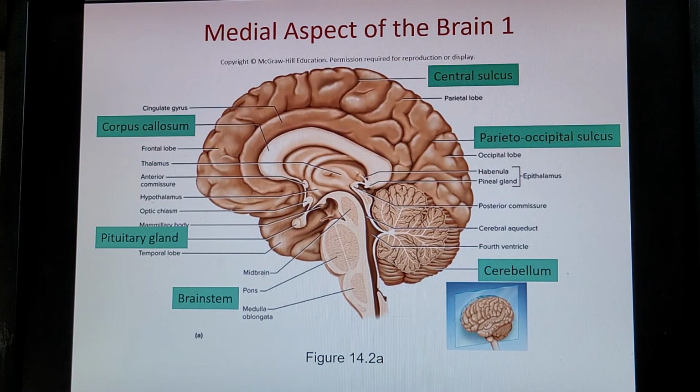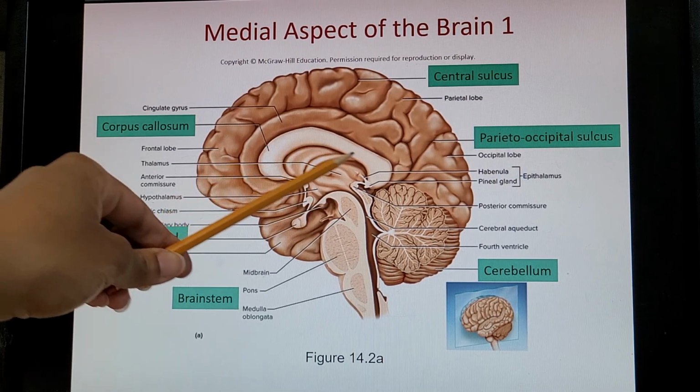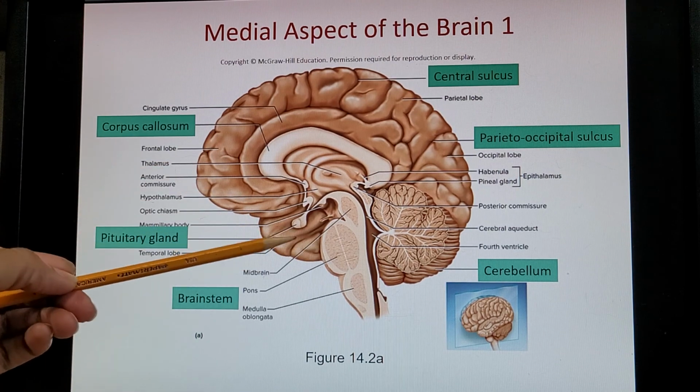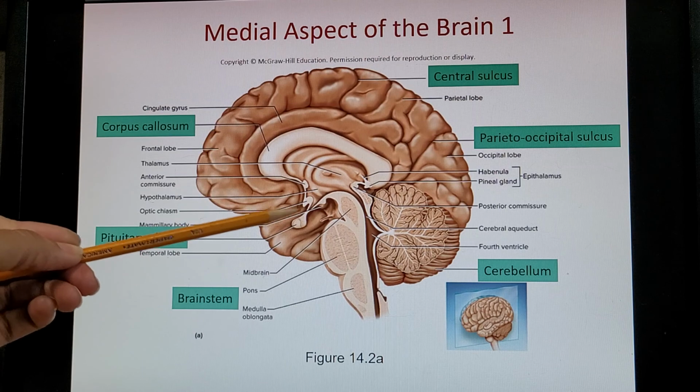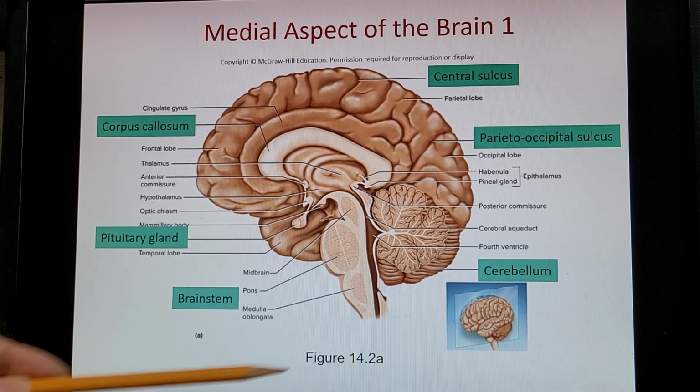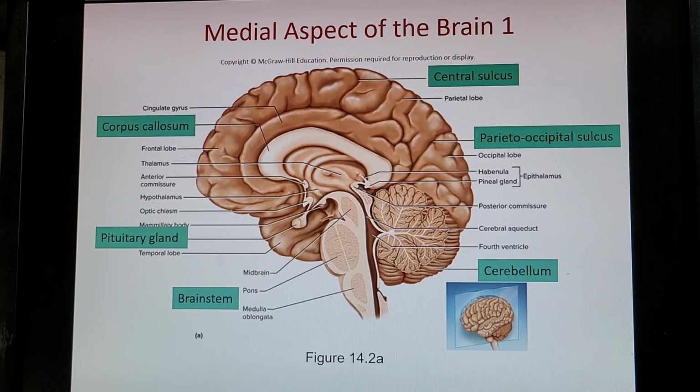Okay, I'm also going to show you the medial aspect of the brain. So we have a mid-sagittal cut through our brain. Here's our corpus callosum again, and I'm going to point out certain little features that you'll hear me talk about. You have your pituitary gland. This is your major hormone control center of the body, controlled by your hypothalamus. Then again, your brainstem here.